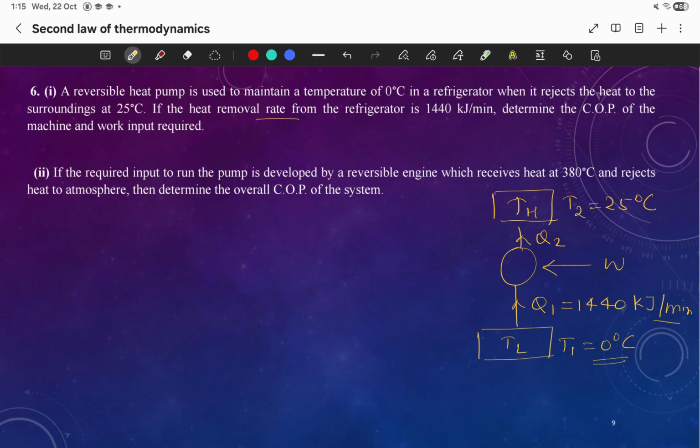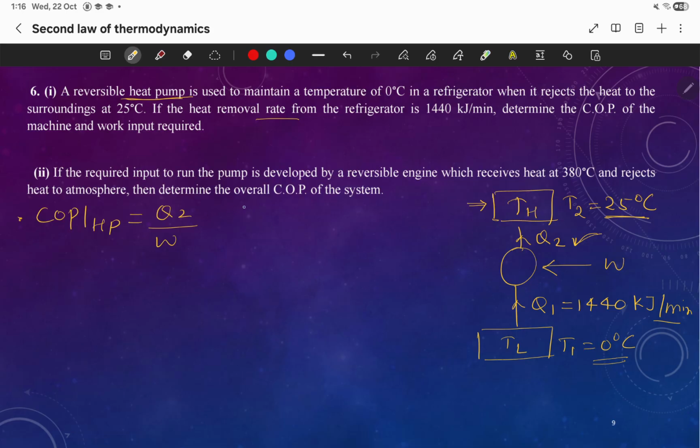So let's try the COP of the machine, and this is written for heat pump. First calculate the COP of the heat pump. How do we define COP? COP is defined as the desired effect. In case of a heat pump, we want to maintain the room temperature at 25 degrees Celsius, right? So Q2 will be the desired effect, Q2 upon work input.